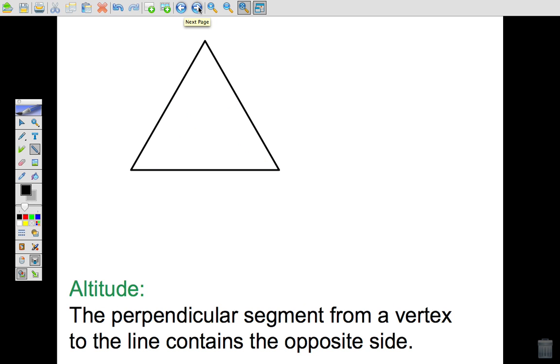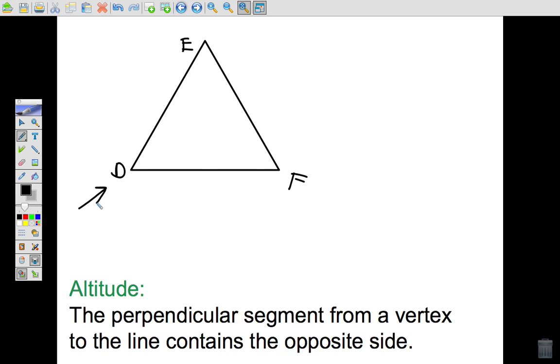All right, let's write down the definition for an altitude. An altitude is the perpendicular segment from a vertex to the line containing the opposite side. So here's the difference between altitude and median. I'm going to label this triangle DEF. Now, let's talk about vertex D. If I want to draw the altitude, it doesn't have to hit the midpoint of the opposite side. What it has to do is be perpendicular to that opposite side.